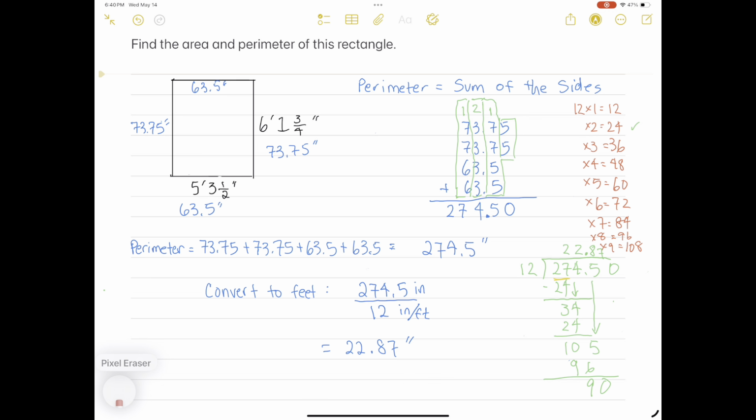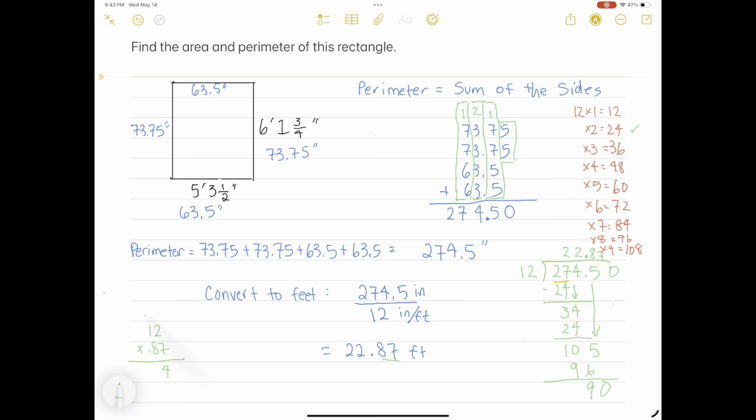So 274.5 inches equals 22.87 feet. It's probably unnecessary to work this calculation out to more decimal places than this. To figure out how many inches is 0.87 feet, you would multiply 12 inches per foot times 0.87 feet. And that works out to be 10.44 inches.